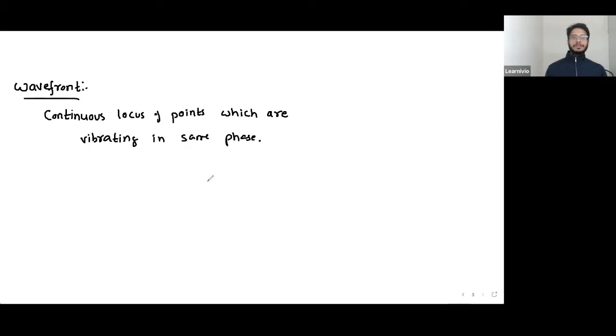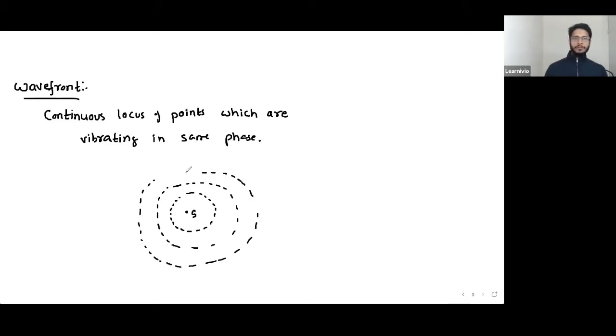So wavefront basically is, say you have a source of light. From this source, light propagates in the forward direction in the form of wavefront. The source generates the first wavefront, then this wavefront will generate the second, then the second wavefront will generate the third, and so on. This is how light propagates in the form of wavefront.